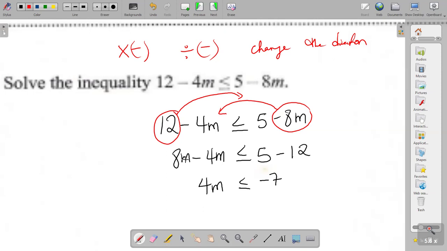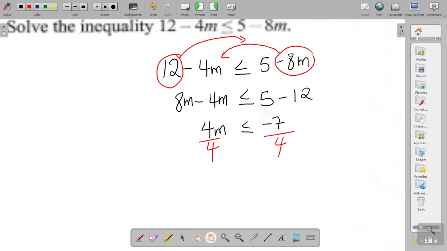It doesn't matter. I just put it there because I know it's bigger. Instead of making it look like -4m plus 8m, I'm just doing it smarter. Doesn't matter. This is the exact same thing as 8m minus 4m. So we move here and we transpose by dividing. I have a question. Will my sign change direction? Yes or no?